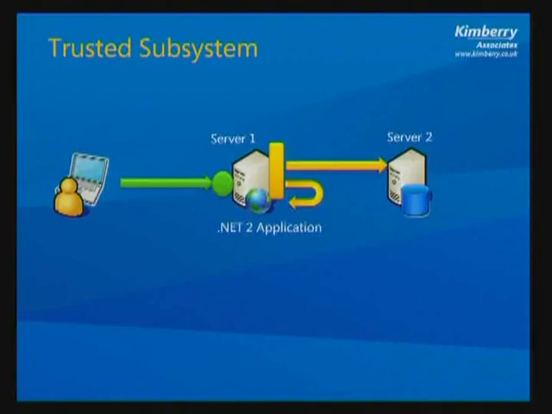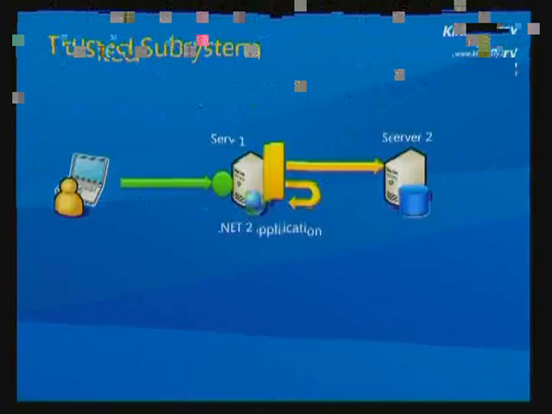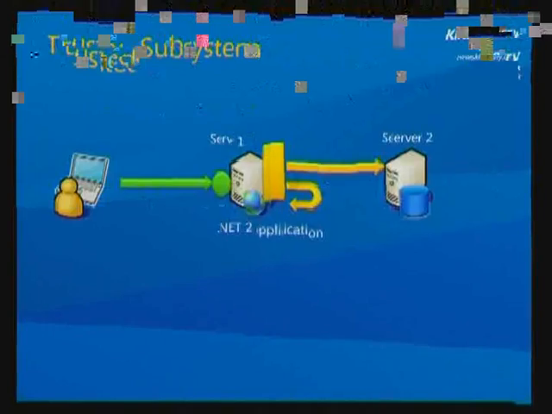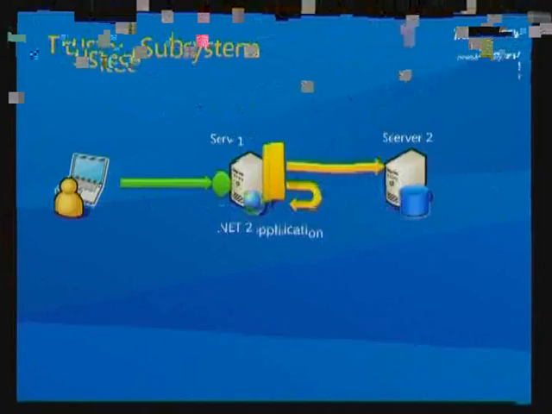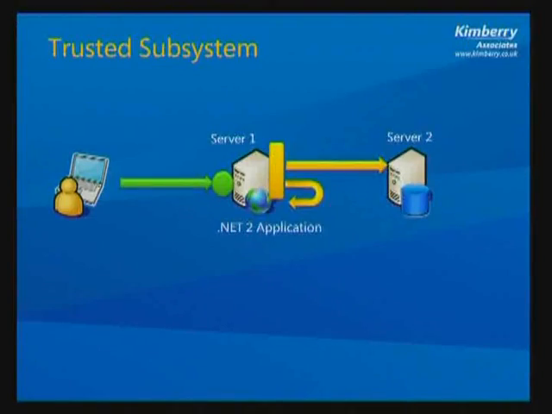We're going to focus in on our trusted subsystem. So here we've got server 1, and server 1 is going to authenticate and authorize onto its own resources, and then it's going to go off to the back-end system, to server 2. Now, if we're talking about a trusted subsystem, what we've got running on server 1 is an application pool with an identity. An identity is just a user account, effectively. And when that goes to the back-end system, it's going to go with that identity.